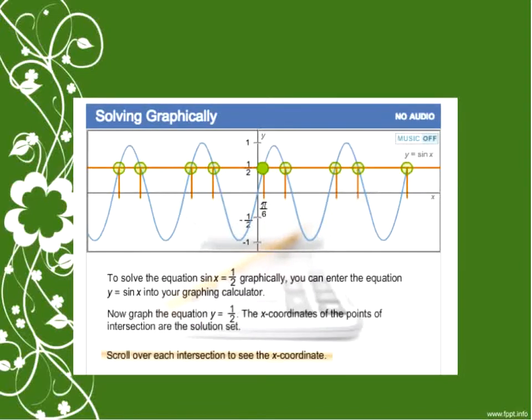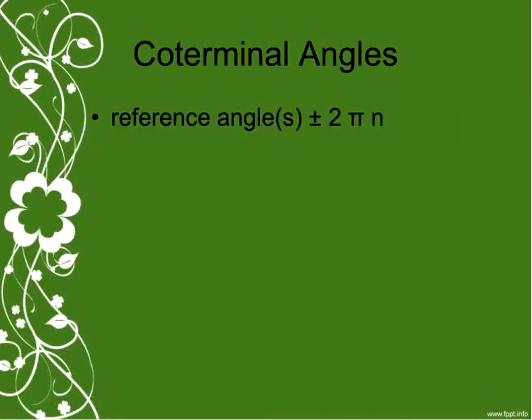Well, there's a formula that we're going to use. So these are the ones that we got from the unit circle. We had pi over 6. We're going to have 5 pi over 6. And there's going to be a pattern to these answers. So what's the pattern? The pattern is you're going to take your original reference angle and you're going to plus or minus 2 pi. They put the n at the end because that stands for number of rotations.